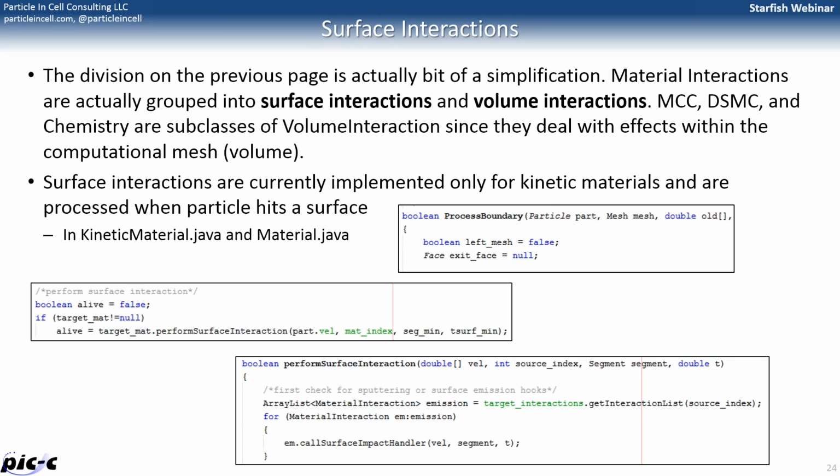The stuff we talked about in the previous slide was a little bit of a simplification in that way. The material interactions are actually divided into two categories, which is another higher level of abstraction. So we have surface interactions and we have volume interactions. Surface interaction is the surface hit that we just talked about, and everything else falls under volume interaction. So MCC, DSMC, and chemistry would all be subclasses of volume interaction. The reason they're called this way is because they deal with effects that happen within the computational volume or the computational mesh. Volume in the 3D sense: when you're doing a 3D simulation, you have a volume in which the particles move.